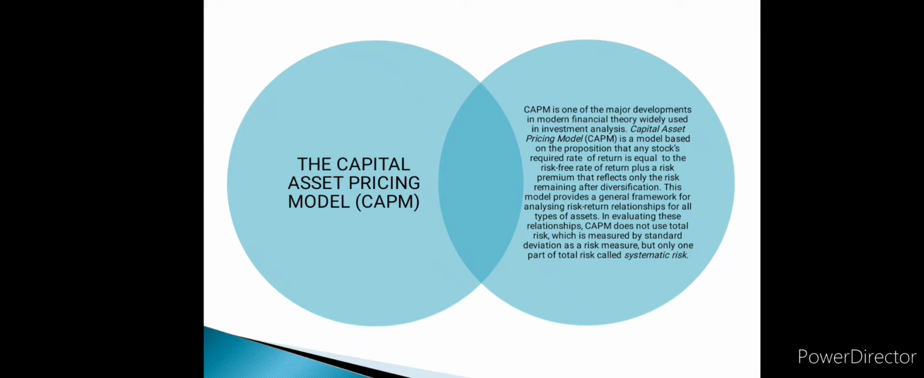In evaluating these relationships, the capital asset pricing model does not use total risk, which is measured by standard deviation, as a risk measure, but only one part of total risk called systematic risk. The capital asset pricing model also describes the relationship between the systematic risk and expected return for assets, particularly stocks. And the capital asset pricing model also helps investors understand the returns they can expect given the level of risk that they assume.